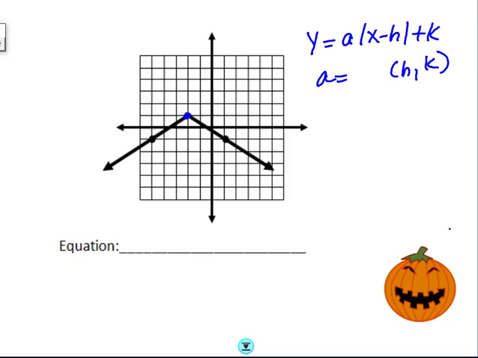Alright, vertex. This one is negative 2, 1. Now A, this time it's facing down, so now my A is negative. Pick a point on your graph and count 2, 3.